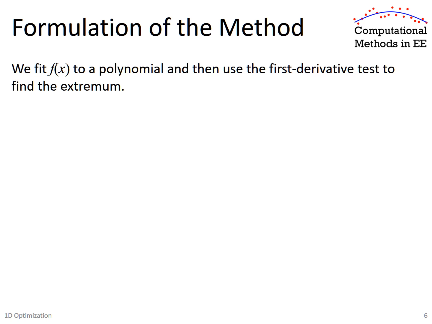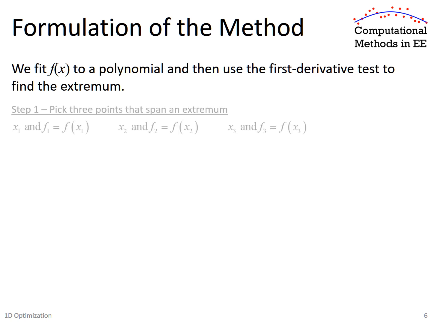So let's step through that in a little bit more detail. So step 1, we have 3 points. Could be more than 3 points. The point is we really have some smattering of points that we fit to a polynomial. The assumption here is, though, that these are spanning some kind of extrema, that there is a minima or a maximum somewhere between these 3 points.